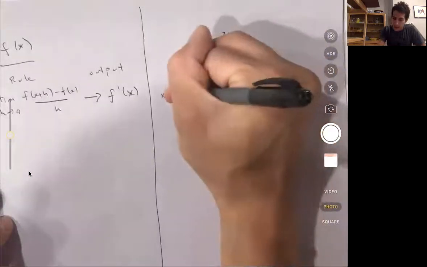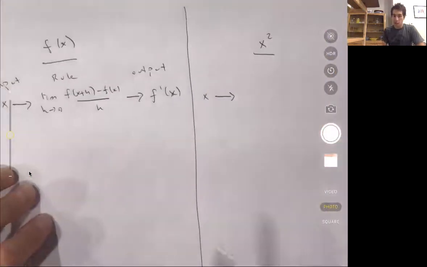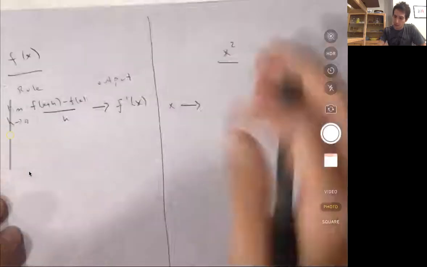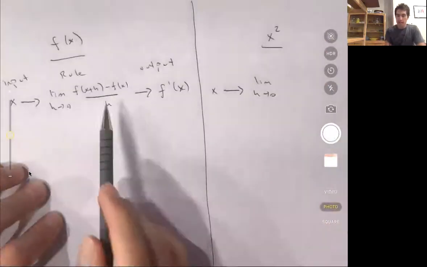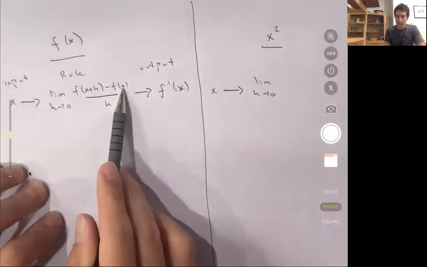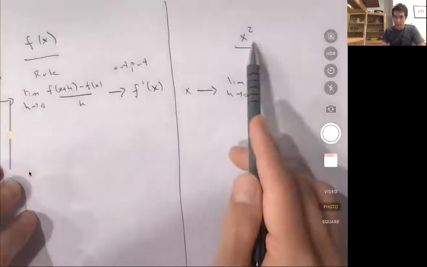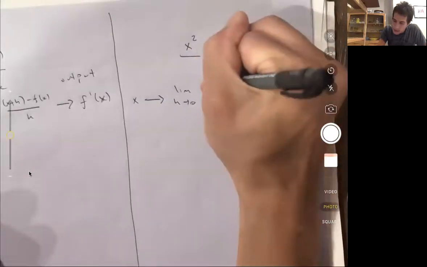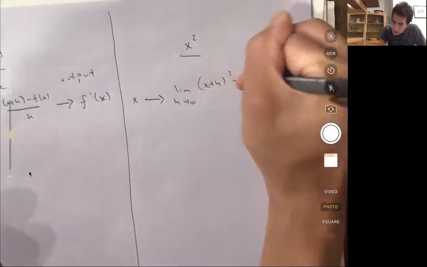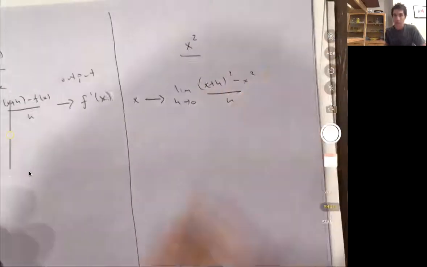So if I input x, the rule is I take this limit, right? So I'm going to take the limit as h goes to 0. So now I need to take the limit of f of x plus h minus f of x. And in this specific example, our f is x squared. So I take the input squared minus the input squared over h.